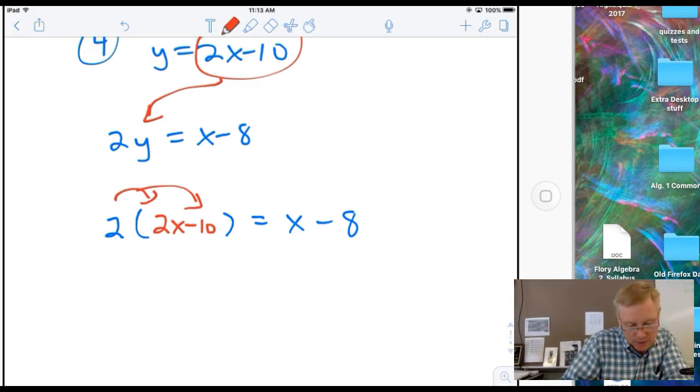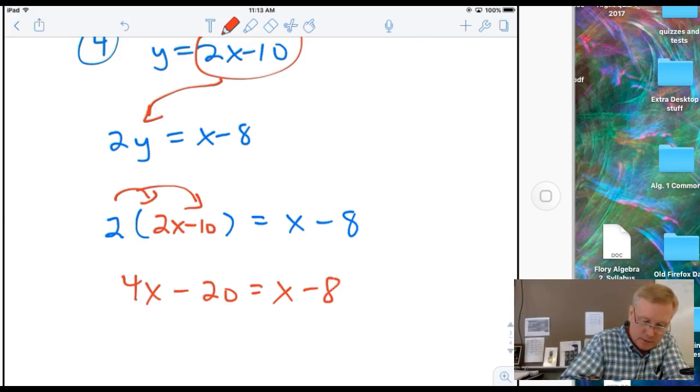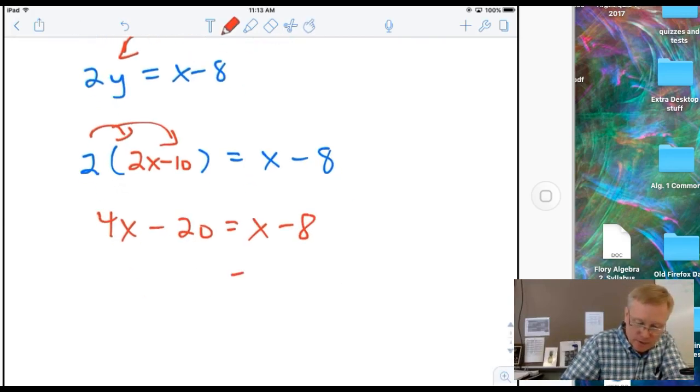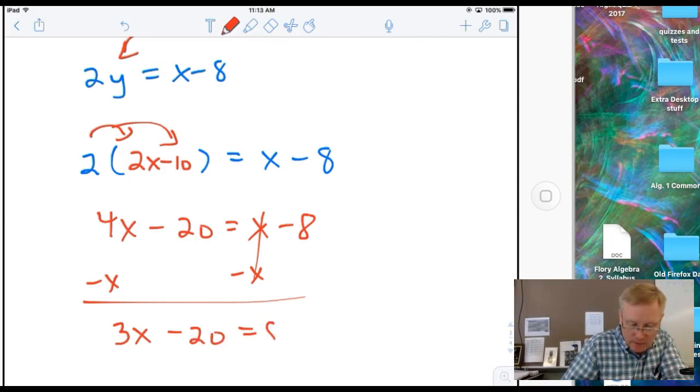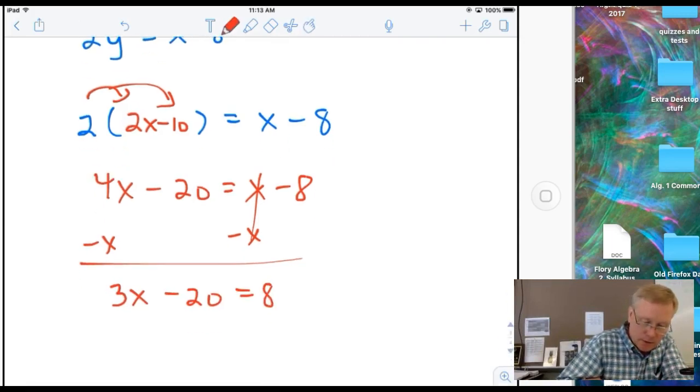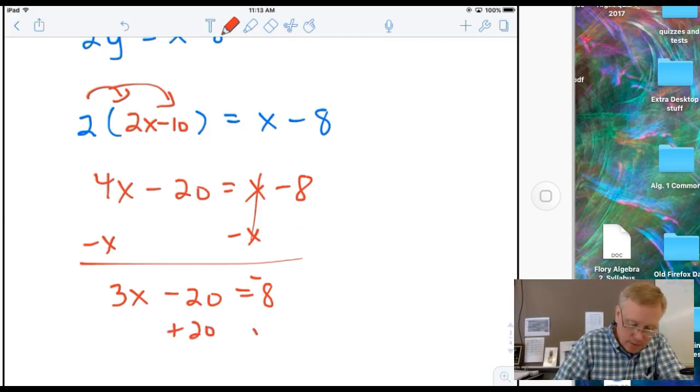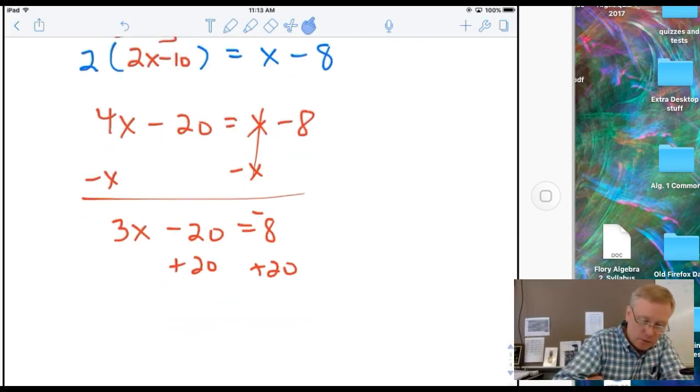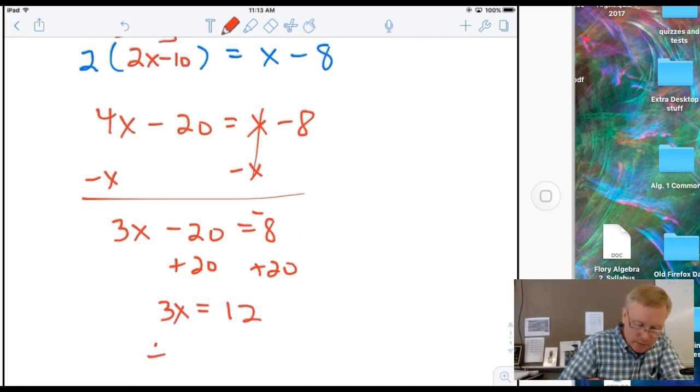Distributive property, 2 times 2x is 4x, 2 times 10 is 20, equals x minus 8. Okay. Subtract x from both sides, bring my x's to one side. 4x minus 1x is 3x minus 20 equals 8. Oh, I made a mistake. That was a negative 8. Remember that subtraction sign there stays with the 8, not with the x. All right, so now I'm going to add 20, and I'll get 3x equals 12. And divide by 3 and get my first answer, x equals 4.